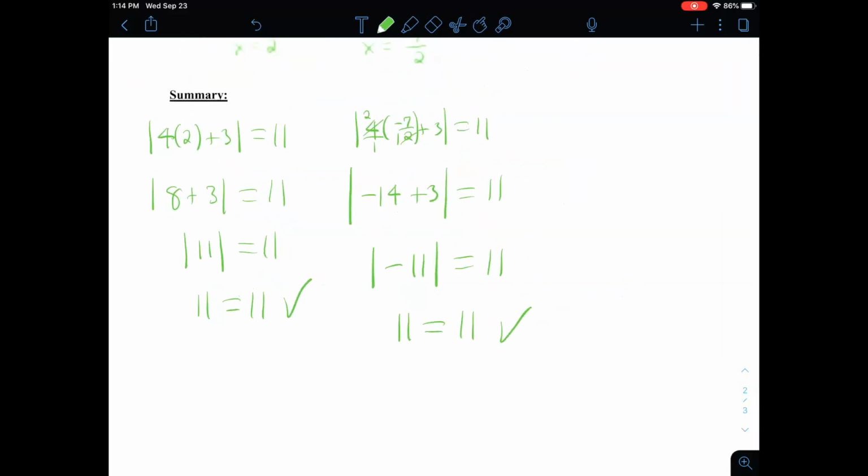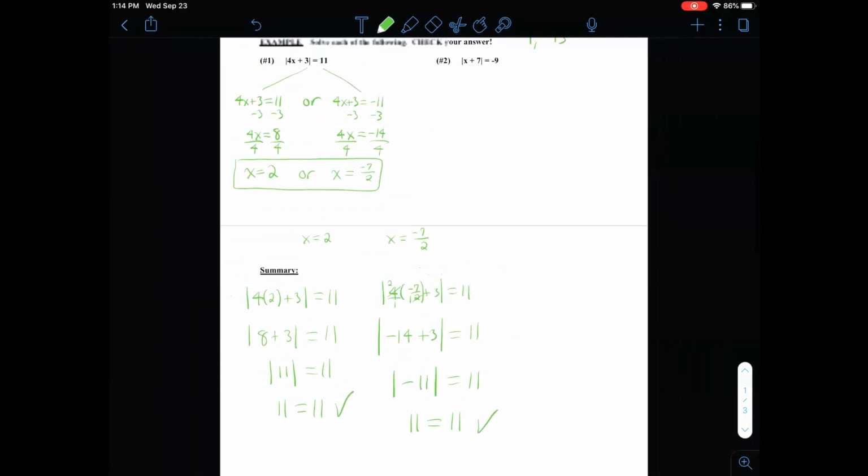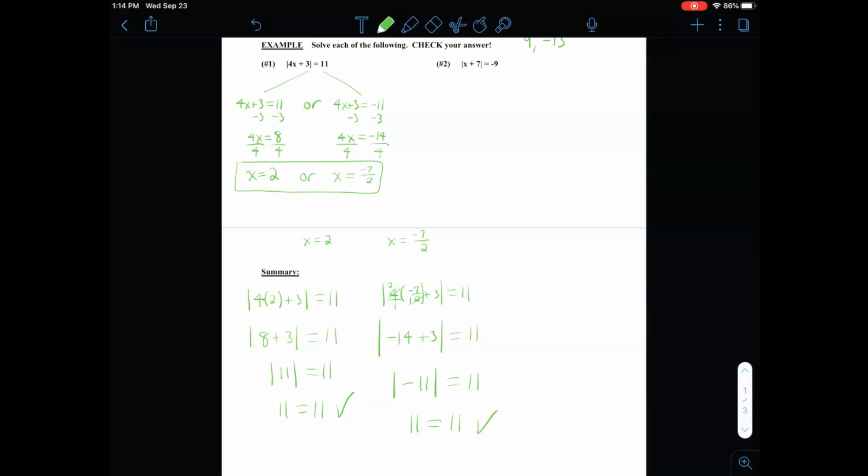So both of these worked for this one. Okay? So that means our answers are going to be 2 and negative 7 halves. If you plug those into x, then 4x plus 3 will be 11 away from 0. Those are the two possible answers there. Okay? All right, next one.